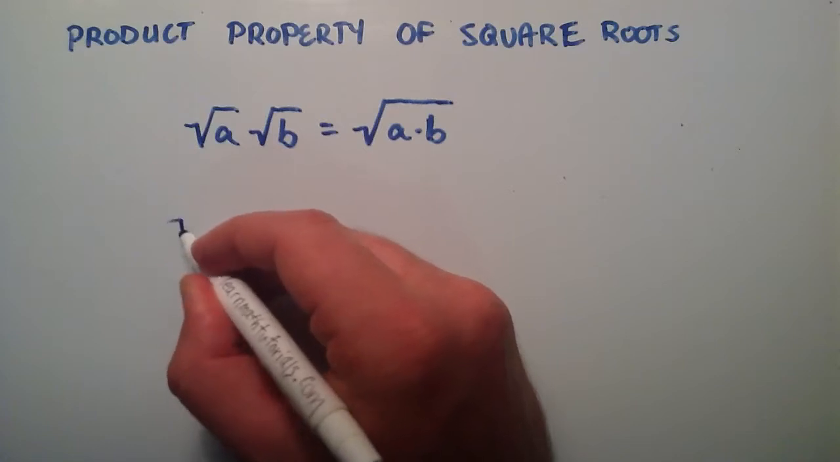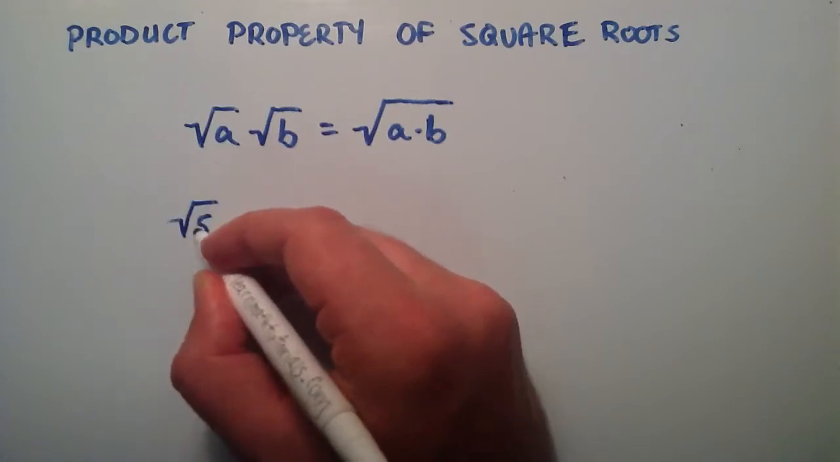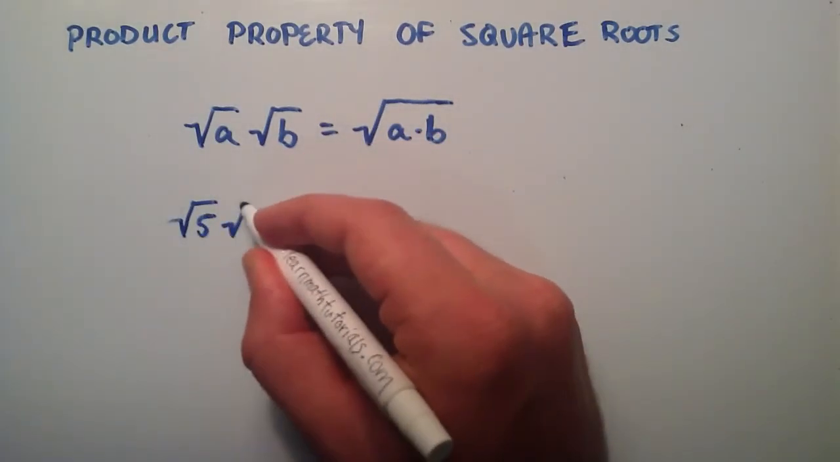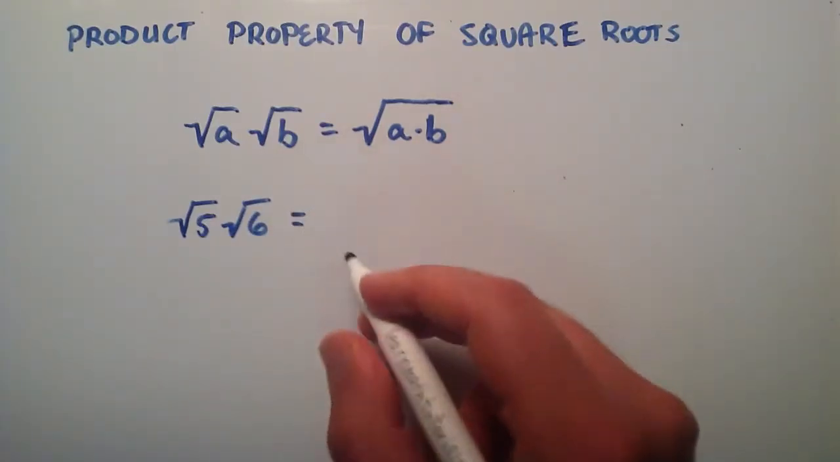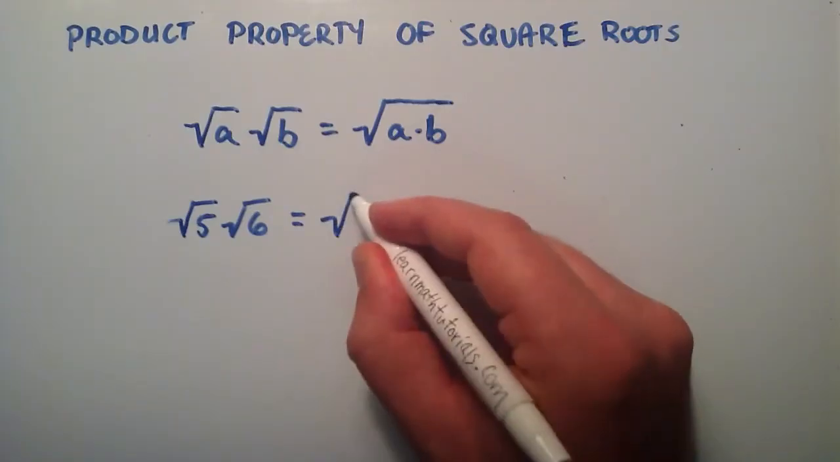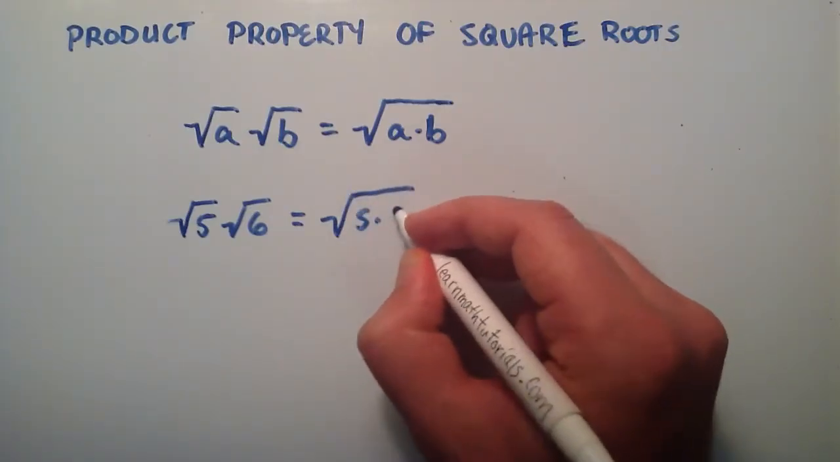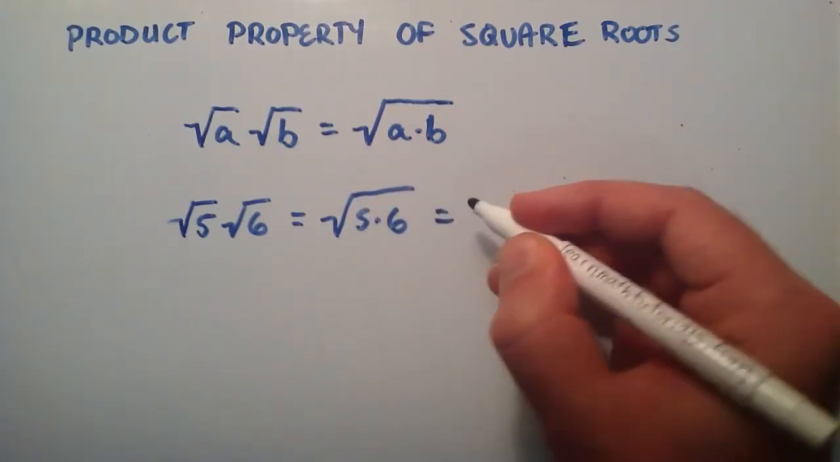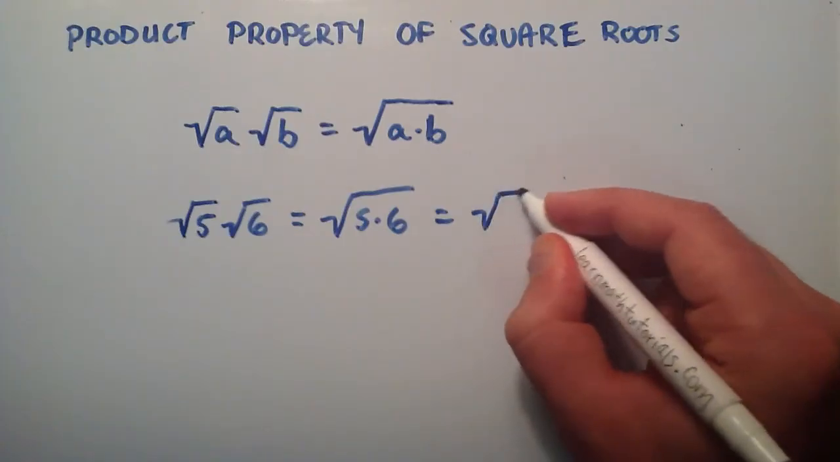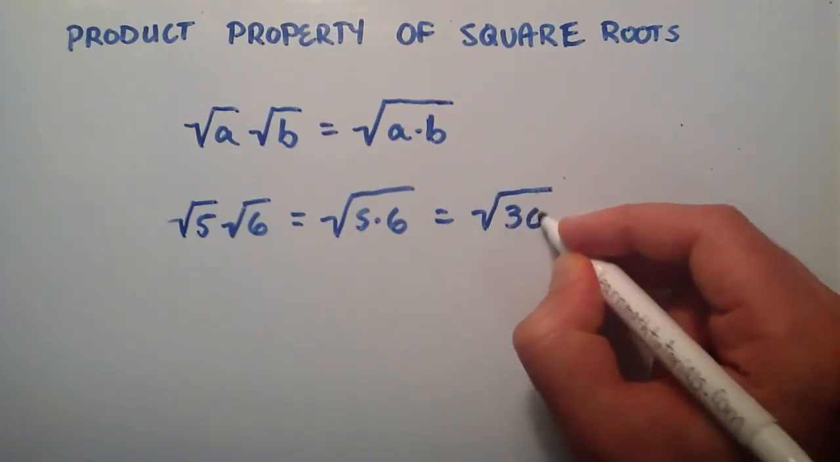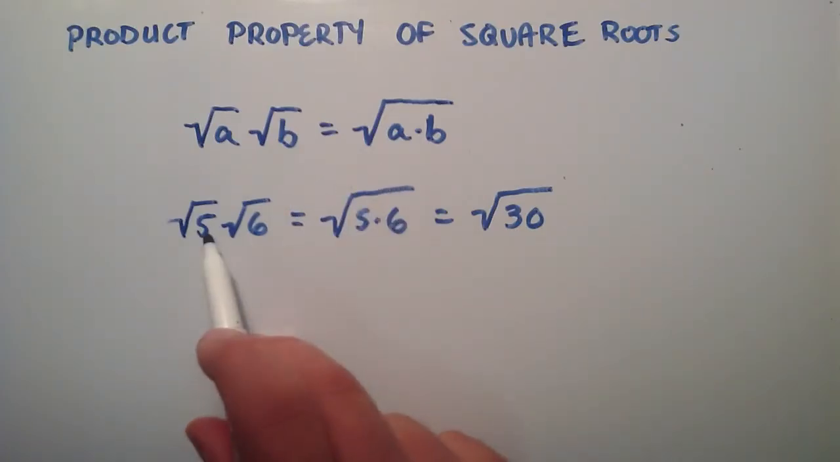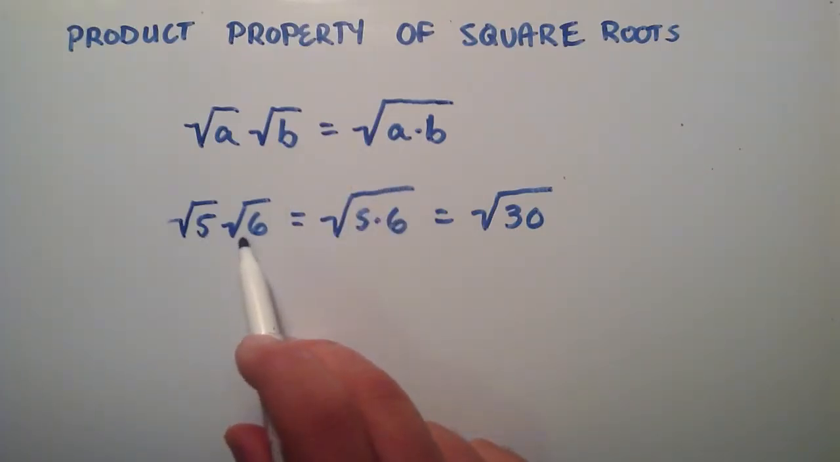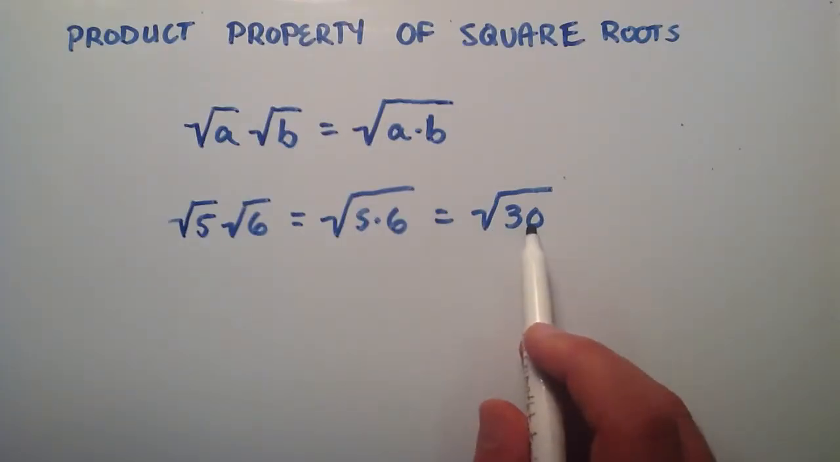If we have, let's say, the square root of 5 multiplied by the square root of 6, we could rewrite this using the product property as the square root of 5 times 6, and we know that 5 times 6 equals 30, so we could rewrite this whole expression as the square root of 30. So using this product property, we found that the square root of 5 times the square root of 6 is equal to the square root of 30.